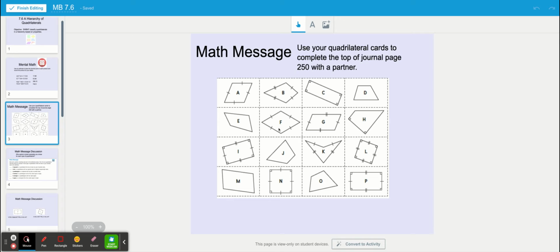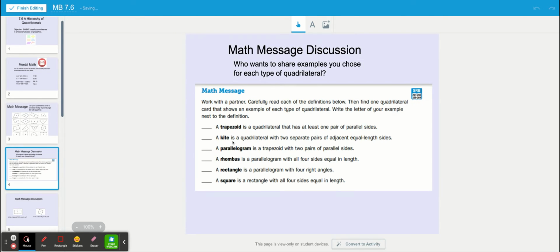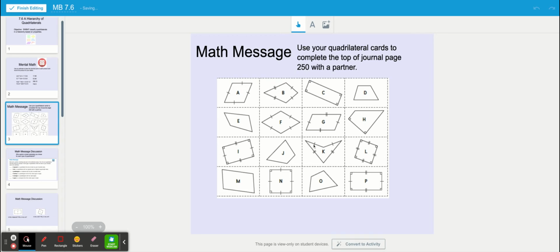So for example, C would be a rectangle. K, that's actually a kite. And I know that that's not the typical kite that we think of, but it fits the definition, a quadrilateral with two separate pairs of adjacent equal length sides. So you'll see this side and this side is congruent. You can see they're represented with the lines.